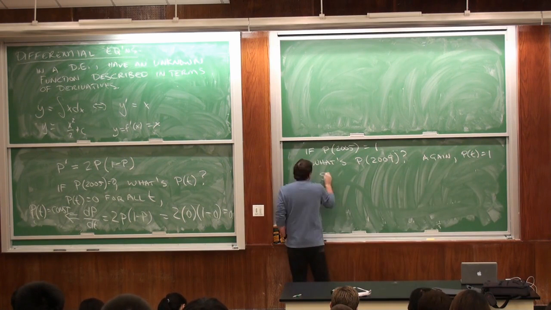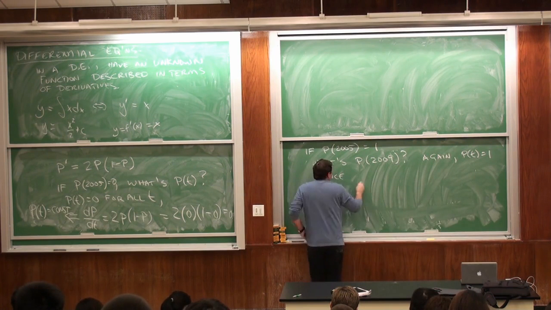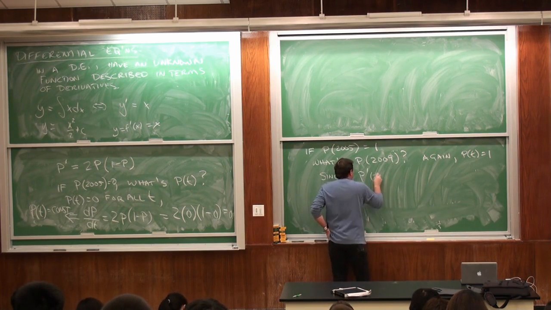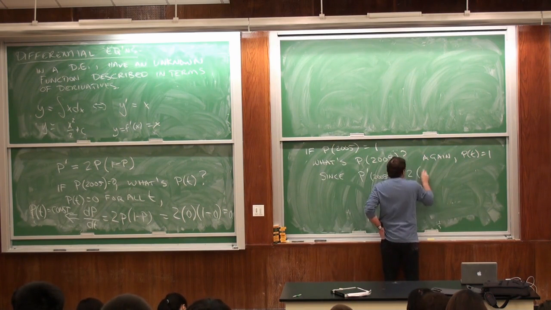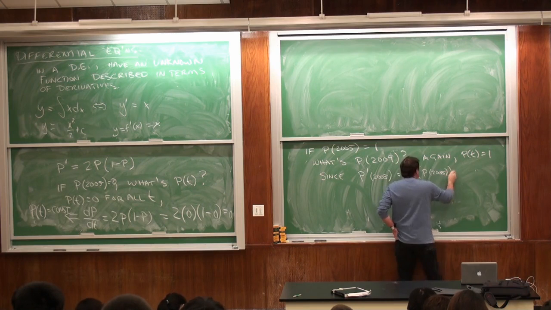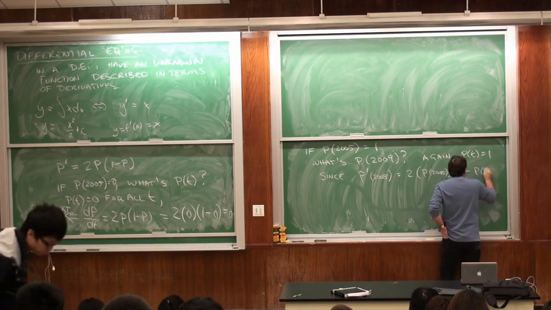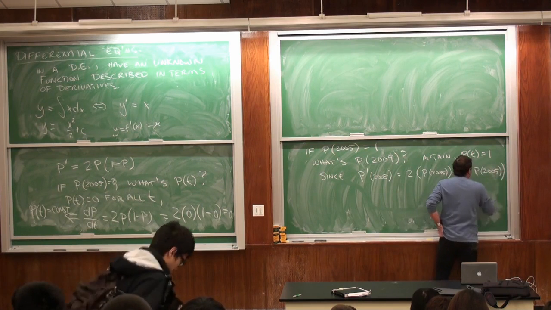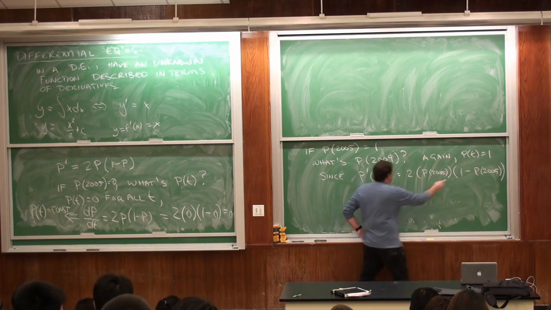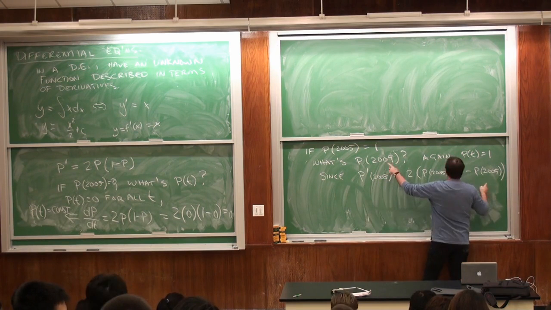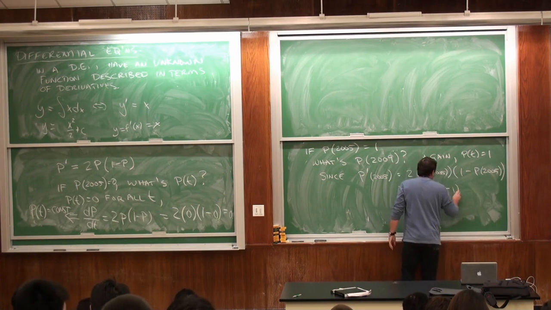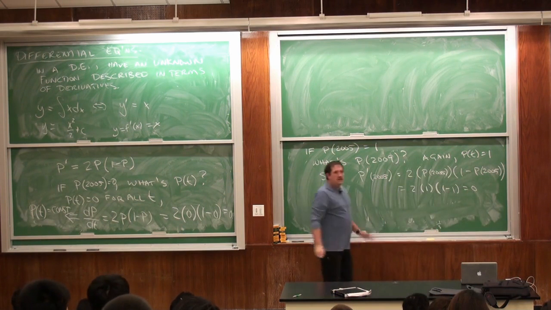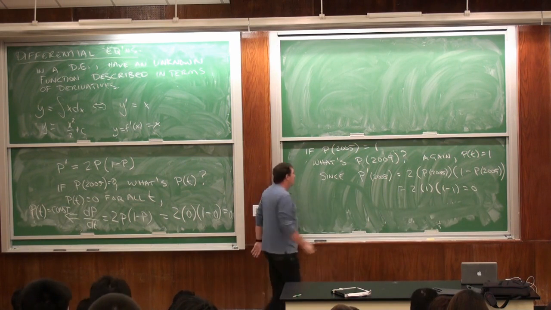Because p prime in 2005 is 2 times p in 2005, which is a number we don't know, times 1 minus p in 2005. But I said this was 1. Oh, this is 1. So this is 2 times 1 times 1 minus 1, which is 0. So again, the derivative is 0.